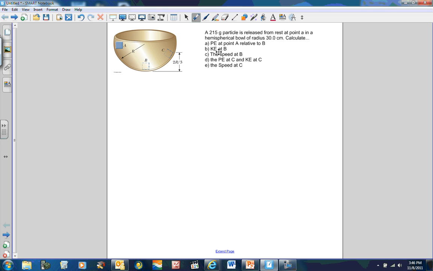And so let's do that. Well, it's released at point A, and since this is hemispherical, that means the distance from the center of this particle to here is going to be the radius of the bowl, which is 30 centimeters. So we're going to write down here potential energy equals mgh. Of course, this is gravitational potential energy.